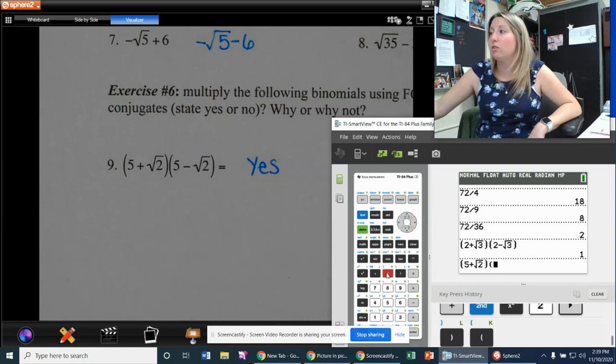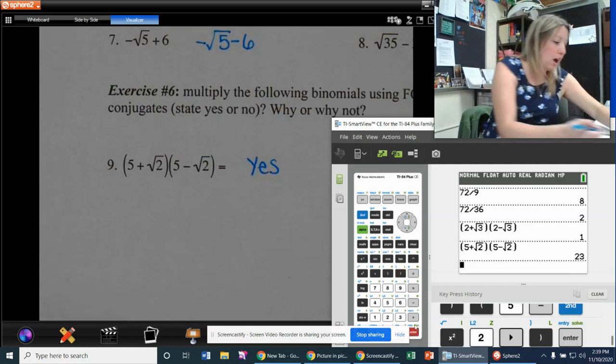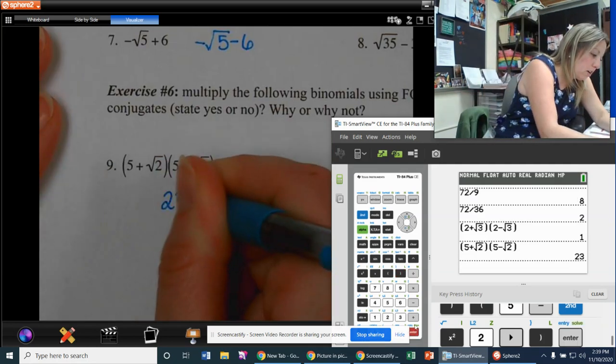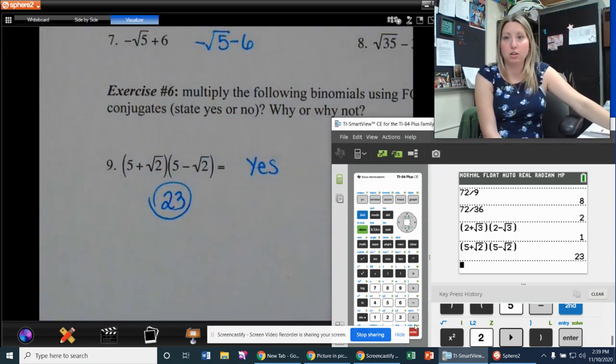Coming to the graphing calculator and using the tools at your disposal to get your answers. That is fine by me. Okay? So notice I plugged it right in. I press enter. I get my answer. Conjugates will come out to be integers.